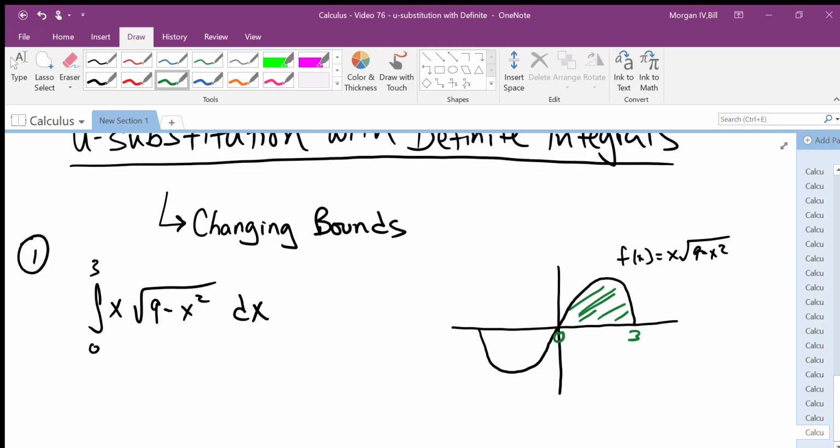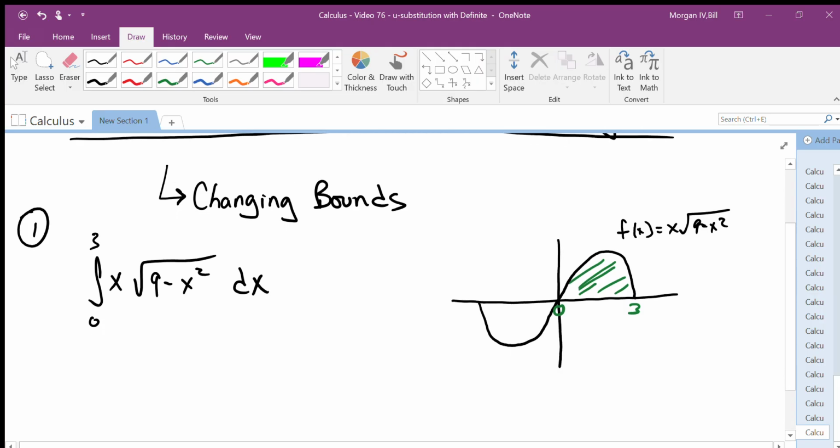What we need to be able to do is simplify this function before we take the integral. And that's where U substitution comes in, right? U substitution is a way to simplify the function before integrating. And so often what we're looking for is to let U equal a function whose derivative is also in the problem. So in this case, let's let U equal 9 minus x squared.